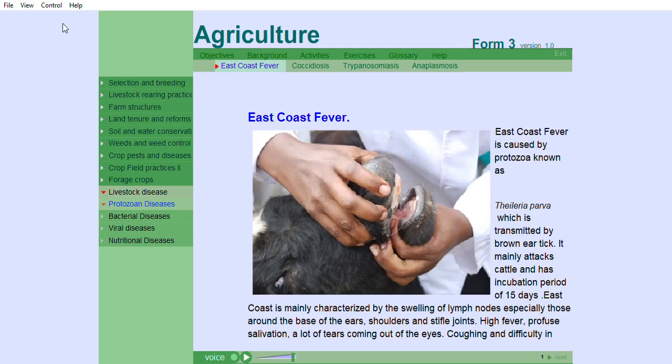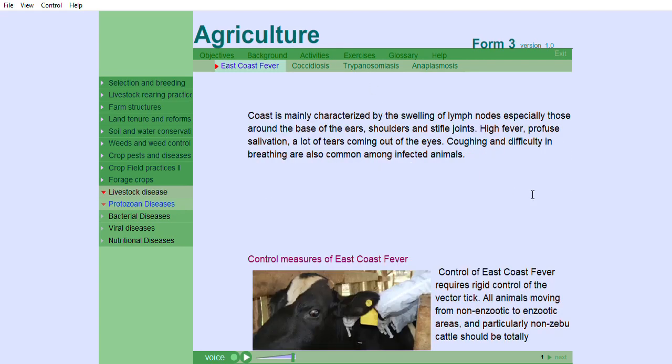East Coast fever. East Coast fever is caused by protozoa known as Theileria parva, which is transmitted by the brown ear tick. It mainly attacks cattle and has an incubation period of 15 days. East Coast fever is mainly characterized by the swelling of lymph nodes, especially those around the base of ears, shoulders, and stifle joints. High fever, profuse salivation, a lot of tears coming out of the eyes. Coughing and difficulty in breathing are also common among infected animals.